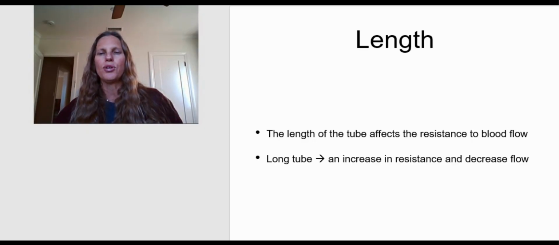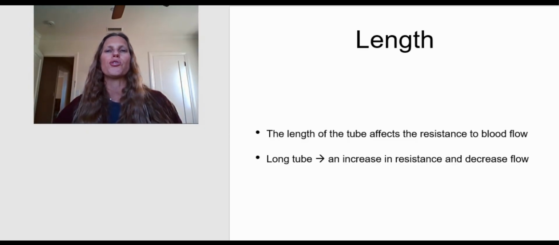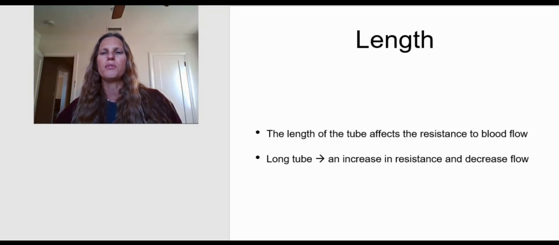Now, length is a variable. If you could make your vessels longer or shorter, that would affect fluid flow. If you're talking about a hose in your yard, the longer the hose, the lower the flow. The shorter the hose, the higher the flow, because length of the tube affects the resistance to flow. A long tube increases resistance and therefore would decrease flow. Now, your tubes are all connected to other tubes. So we have a closed circulatory system in our bodies. So making our tubes longer or shorter isn't going to work for an immediate kind of change.